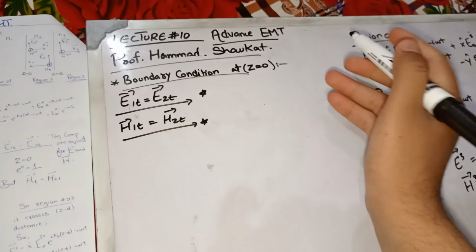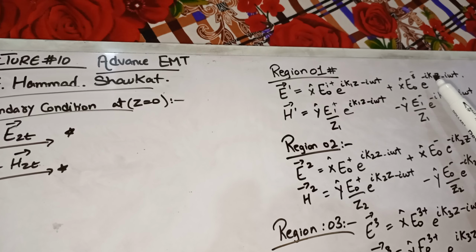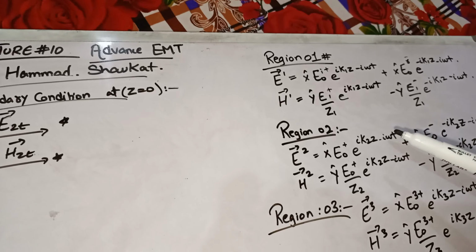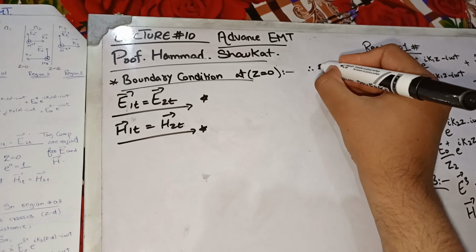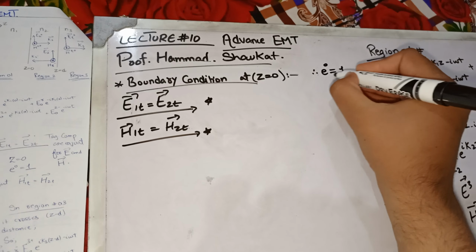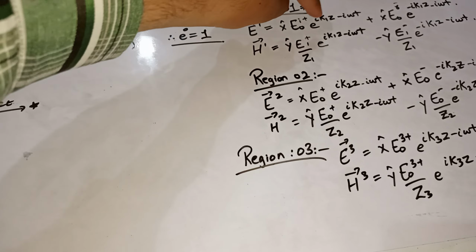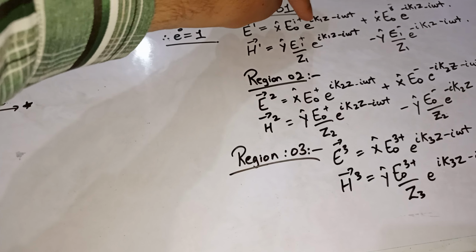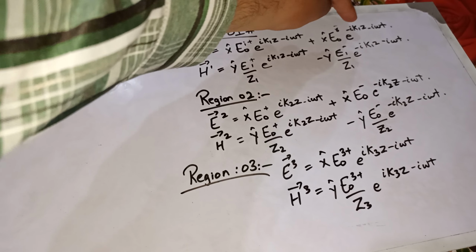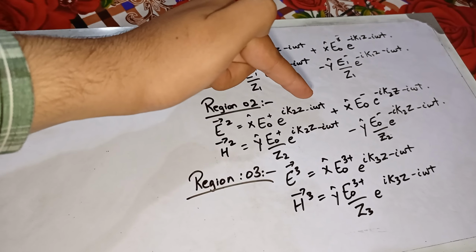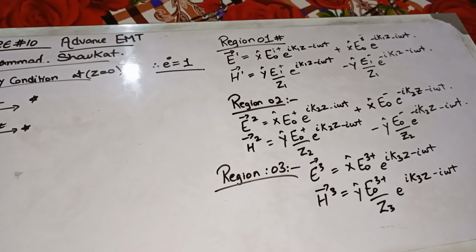So when we put 0, 0 multiplied by iota k1 becomes 0, meaning e power 0. Here again e power 0, and you know that e power 0 basically equals 1. So you will only be left with e power minus iota omega t here, here also e power minus iota omega t, and here e power iota omega t. What you have to do is just take common.